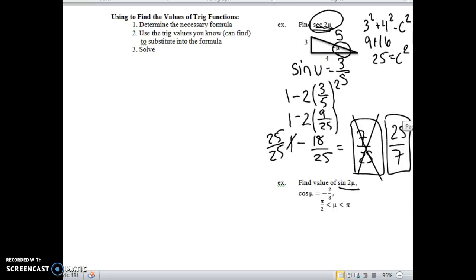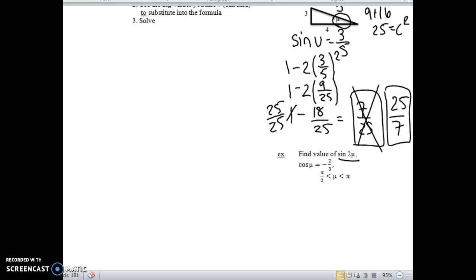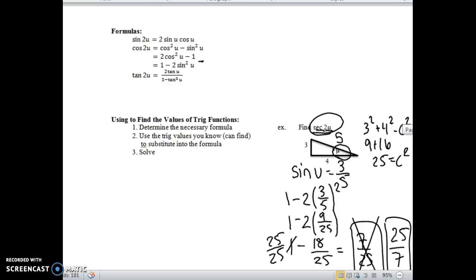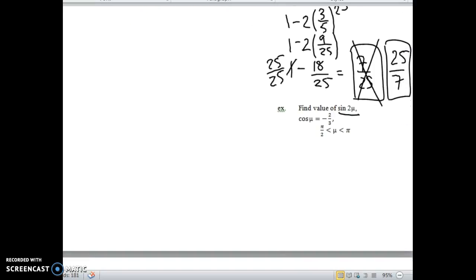So let's go on to another example. Find the value of sine of 2u. This is another way to pose it. I don't have a triangle. Doesn't mean I can't do it. I don't have choices when I'm doing the sine. I need the sine and cosine values of my given angle. Here I'm given a quadrant. Because I'm between pi halves and pi, I know my triangle's in this quadrant.